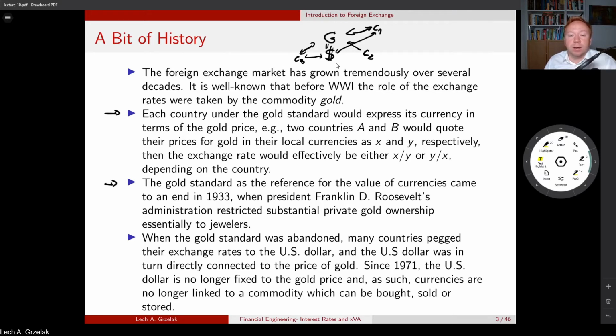That existed actually until 1971, when Richard Nixon ended the gold standard. So this connection between the dollar and gold was stopped. There is a long, very interesting history of why it happened. Essentially, the problem was that the US was running huge deficits, and that would weaken the dollar. So there was no one-to-one relation between the amount of dollars produced and the amount of gold.